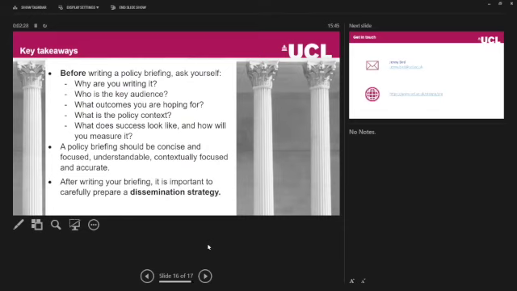And then thinking about the policy briefing itself, it needs to be concise, focused, understandable, contextually focused and accurate. And then you need to have a dissemination strategy for what you do with the briefing once you've written it, to make sure that it gets to the right people, and hopefully they will want to read it when it gets to them.